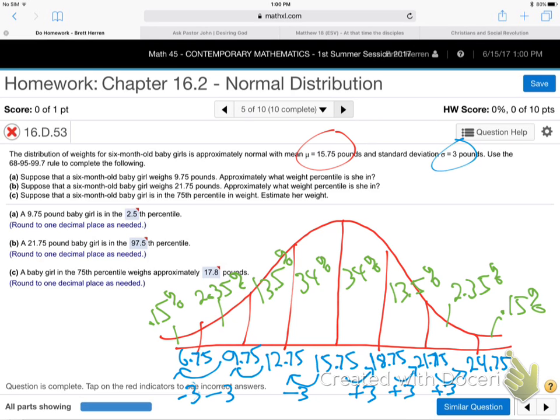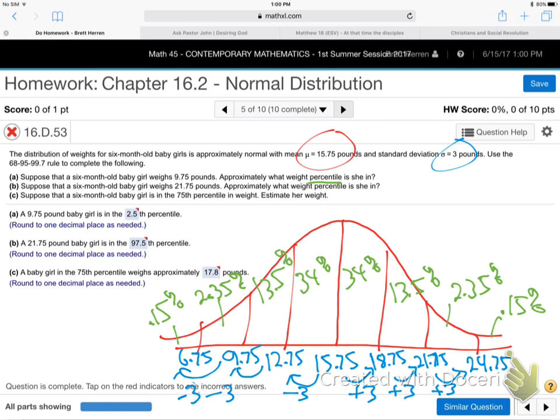Suppose that a 6-month-old baby girl weighs 9.75 pounds. Approximately what weight percentile? Oh yeah, this is important, so I hope you're writing this down. This one will have an extra wrinkle that I haven't shown you yet. It's small, it's not a big deal, but they're going to ask us percentile. We haven't really thought carefully about that yet. It's real easy and real common in real life. Any educated person should know what percentile really means, because they use it in all kinds of places in real life.